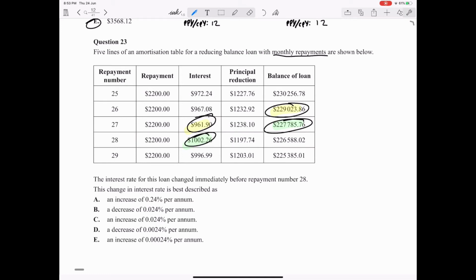So to do this question, you calculate the interest rate for repayment number 27 and the interest rate for repayment number 28, because we know that the interest rate changed immediately before repayment number 28. So we want to calculate the difference, the change in the interest rate.